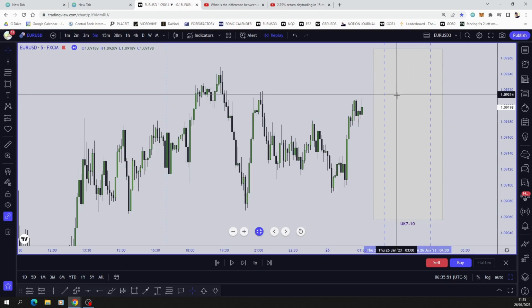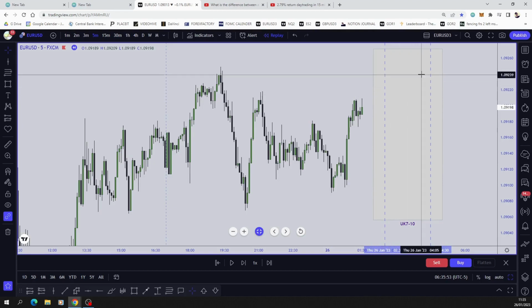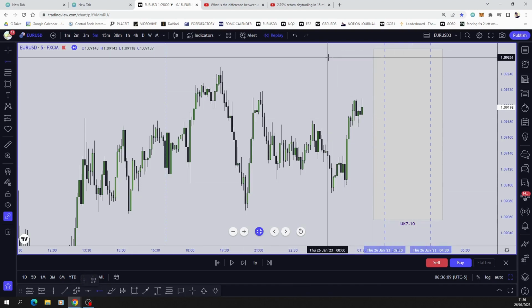GMT time is usually the best time to find the setup, and it's usually the high of the day or the low of the day. Once I've done that, the next step is in the morning at 6:30 a.m. GMT time. This is what I'm doing, setting up my charts. The next thing I'm going to do is mark the buy side.